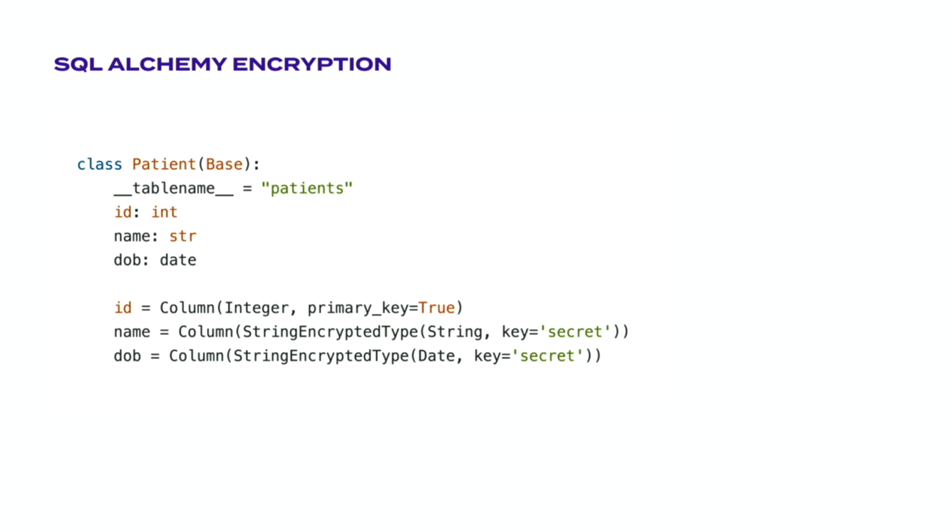Okay, so I'm a cryptography guy. What about encryption? Well, SQLAlchemy has an option for that too. So you can use the StringEncryptedType, for example, and this is our patient model, and we might want to encrypt the name and the date of birth of a patient. Cool, that makes sense, but it's a bad idea. I don't recommend doing this. Sounds weird coming from me, being the encryption guy, but let me explain.